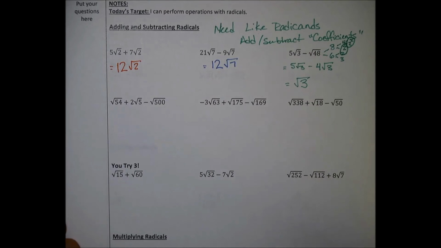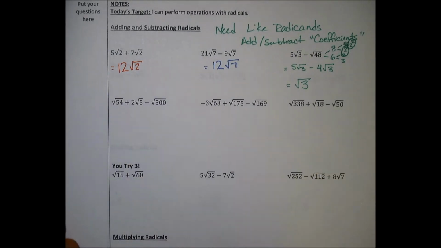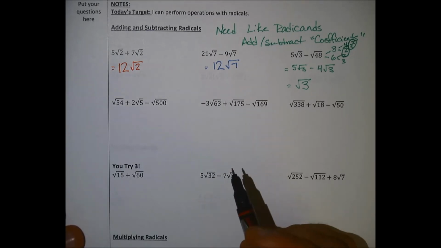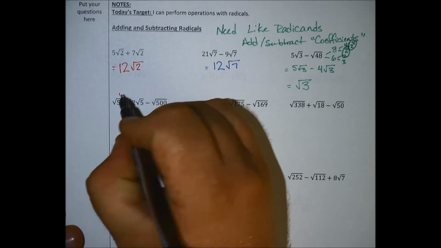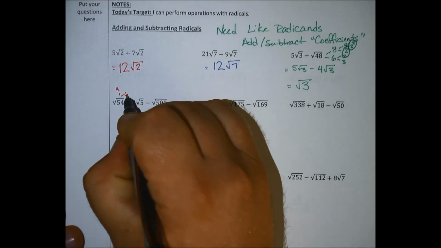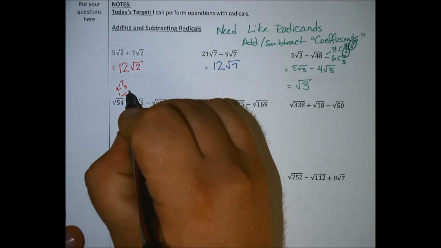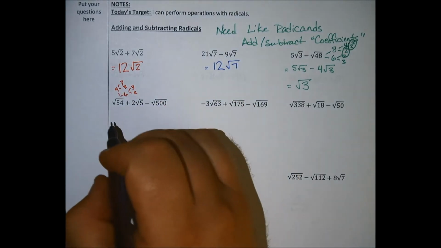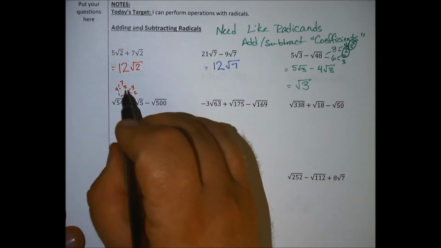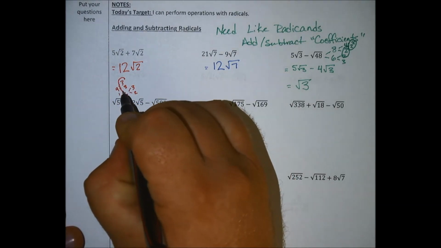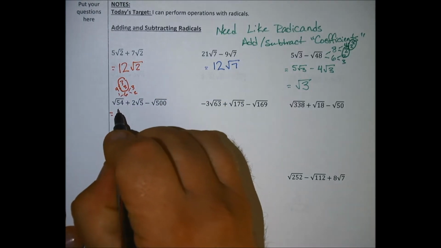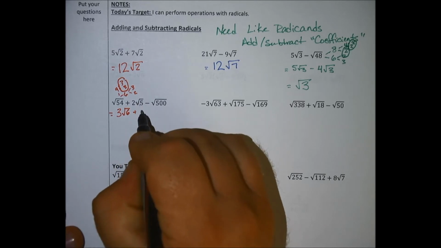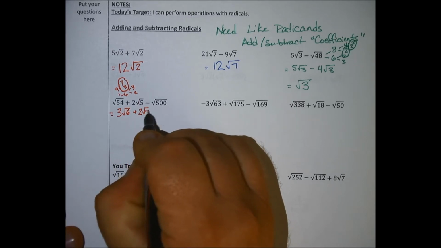Okay? These next ones are looking a little bit more tough, this next row here, because there is a lot of simplifying that we have to do before we can even think about adding or subtracting. 54 splits up into 9 and 6. 9 is 3 and 3, and 6 is 3 and 2. All right, the 9 is a perfect square. It has 2 exit buddies of 3. So that's going to be the same thing as 3 square root 3 times 2, which is 6. The square root of 5 is fine, so we have 2 root 5.